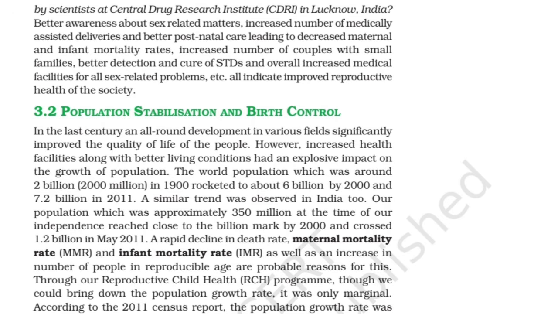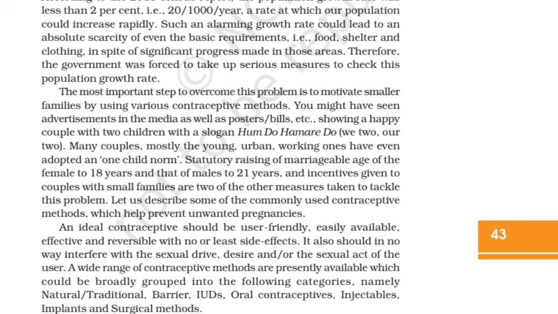A rapid decline in death rate, maternal mortality rate, MMR, and infant mortality rate, IMR, as well as an increase in number of people in reproducible age, are probable reasons for this. Through our Reproductive and Child Health, RCH, program, though we could bring down the population growth rate, it was only marginal. According to the 2011 census report, the population growth rate was less than 2%, that is, 20 per thousand per year, a rate at which our population could increase rapidly. Such an alarming growth rate could lead to an absolute scarcity of even the basic requirements, that is, food, shelter, and clothing, in spite of significant progress made in those areas. Therefore, the government was forced to take up serious measures to check this population growth rate.